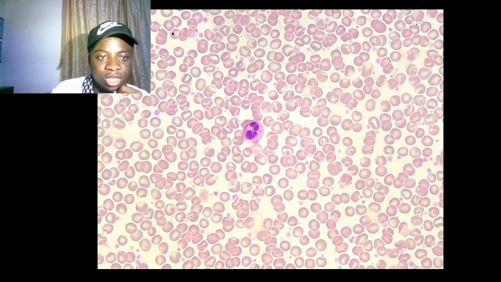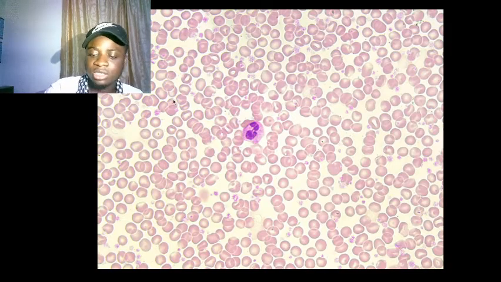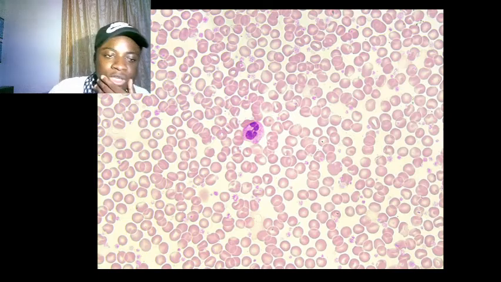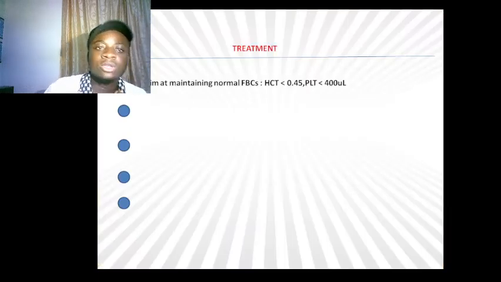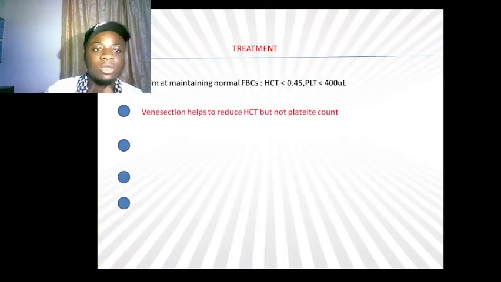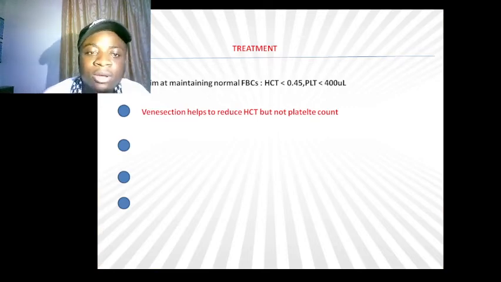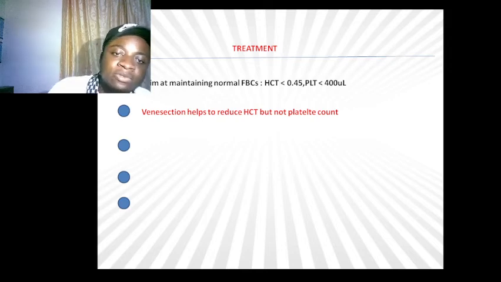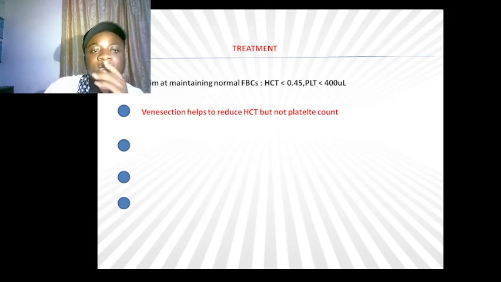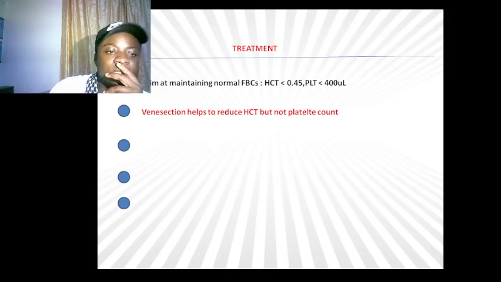So the bone marrow smear or peripheral smear is hypercellular. Now, treatment. The treatment is aimed at maintaining a normal full blood count result. So you expect that the hematocrit will be less than 45% and the platelet count will be less than 400 per microliter. So that's the aim of the treatment.